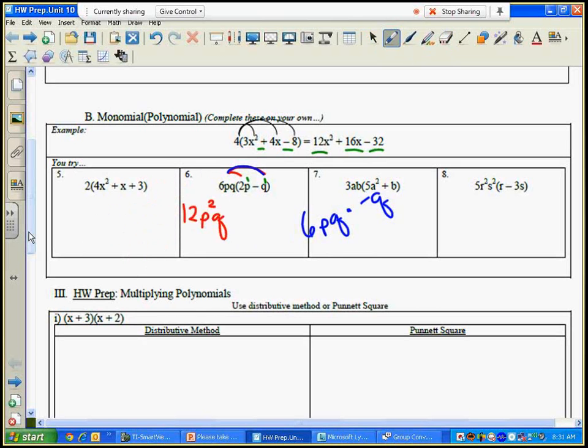For the hoppity, I could rearrange this, guys. Notice here 6pq times minus q. Think of that as a negative 1q. And if you think of that as a negative 1, then you can take the 6 and the negative 1 and put them together and not have to worry about that negative sign. Then we got our p's. Then we got our q's. So 6 times negative 1 is a minus 6 times p to the first. And then q times q gives us q squared. So we'll get minus 6p q squared.